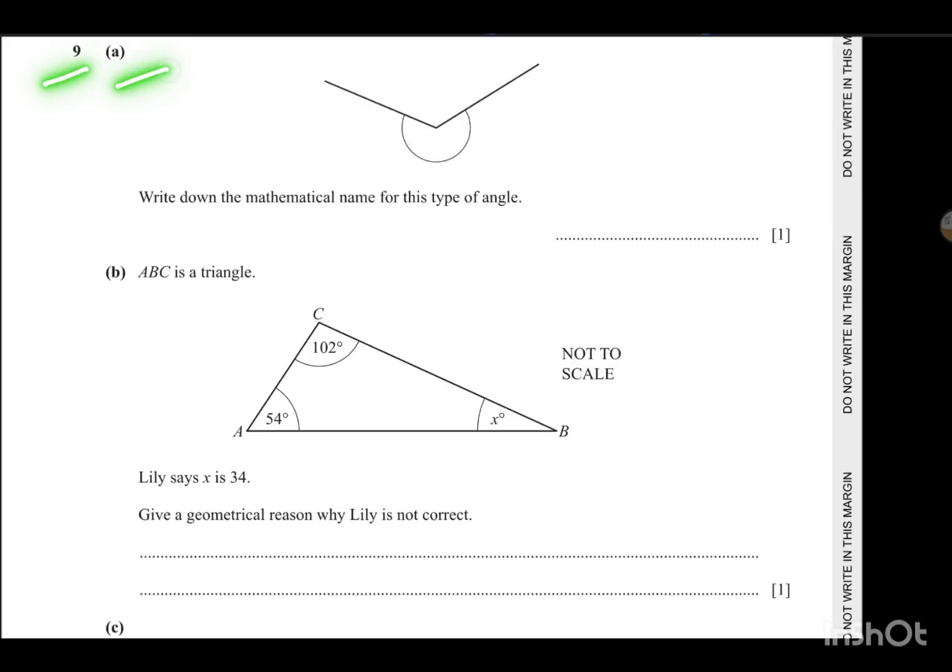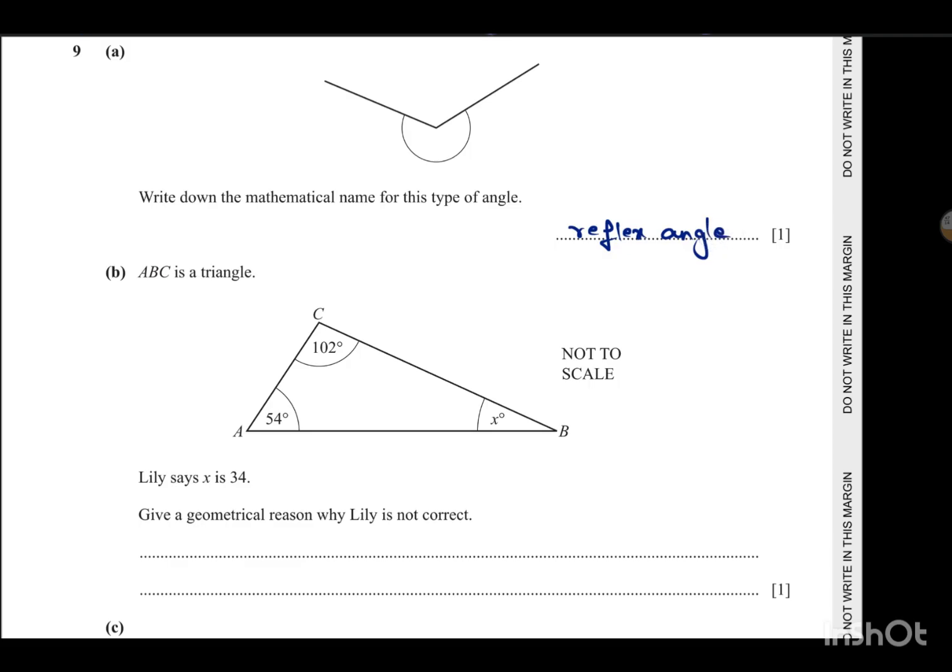Question number 9a. Write down the mathematical name for this type of angle. Now when you see this angle, you can see that this is a reflex angle. So write down the answer, reflex angle. Mathematical name is reflex angle.